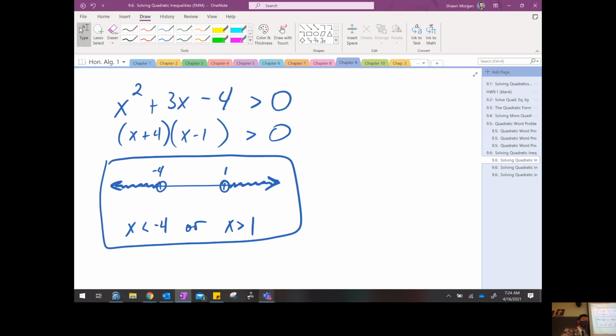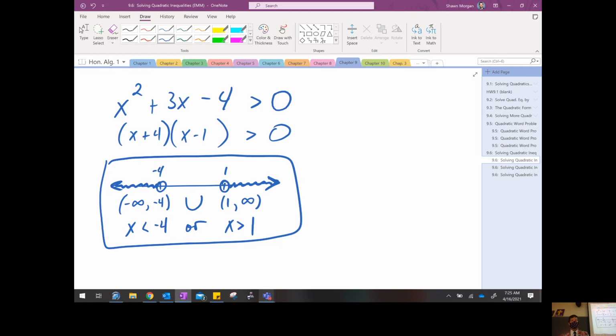All right. If I wanted to use interval notation, what that would be would be -infinity to -4, 1 to +infinity, and then remember our or symbol is that union of those two sets. So that's your interval notation.